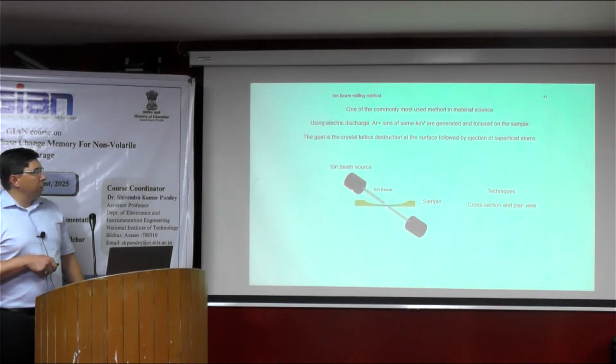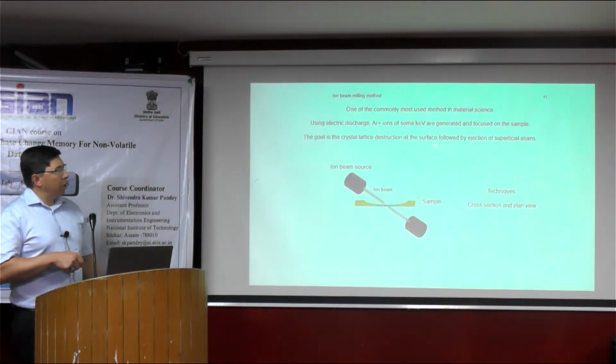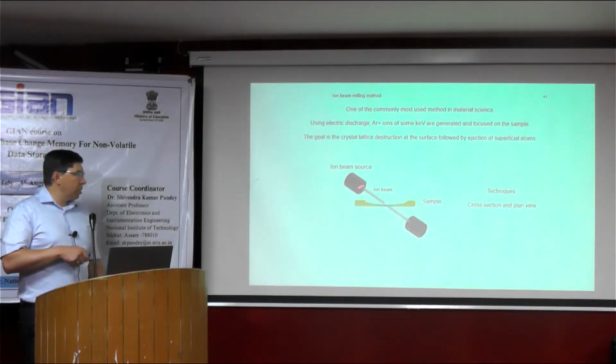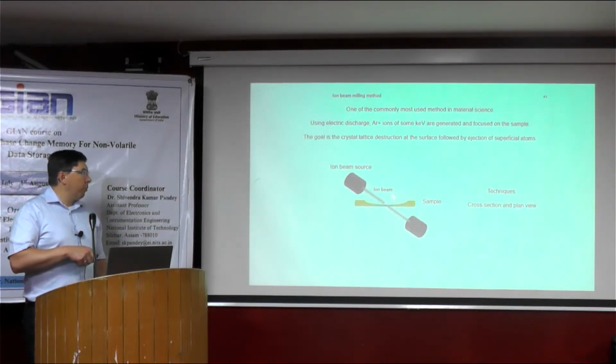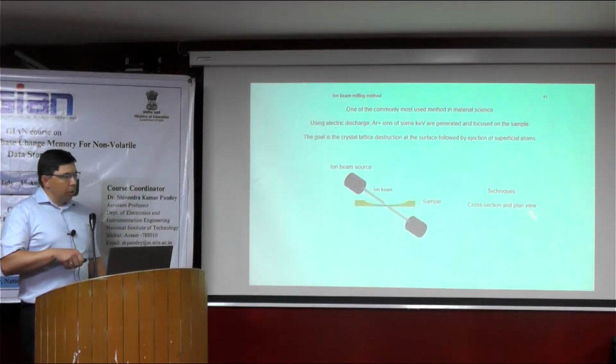It uses an ion beam source and a special ion beam system. Here the goal is destruction of the crystalline lattice at the surface, followed by ejection of superficial atoms. So you amorphize your surface, and this is then etched away by the ion beam. Here you can prepare cross-sectional and plane view specimens.